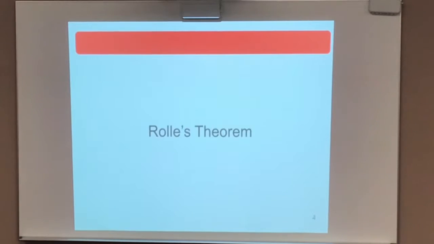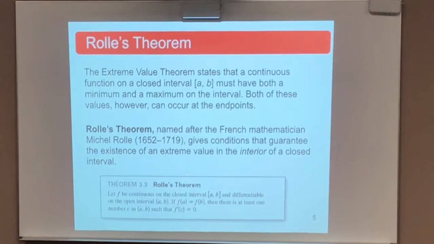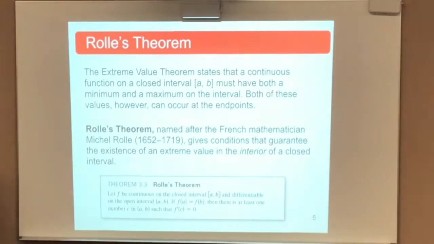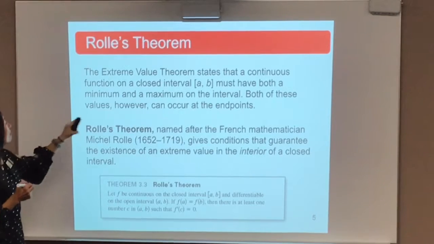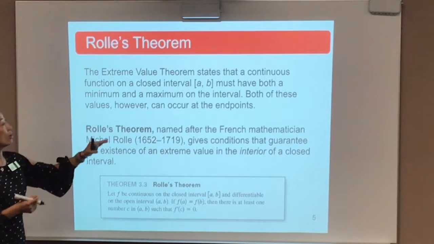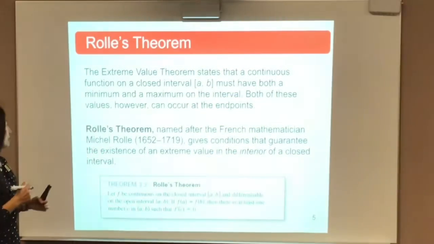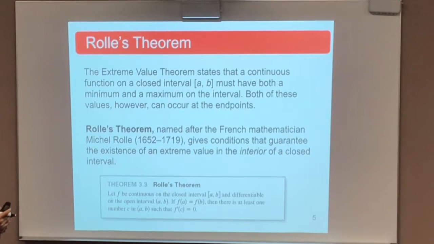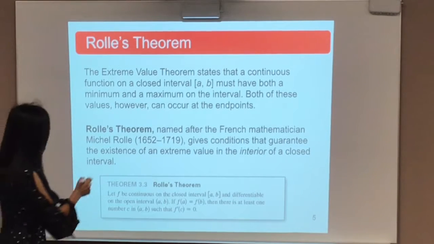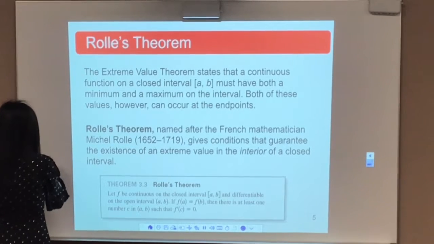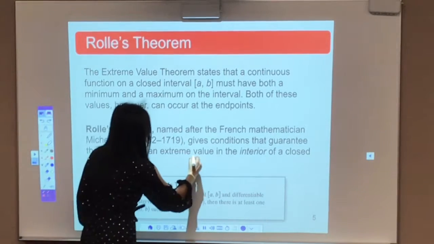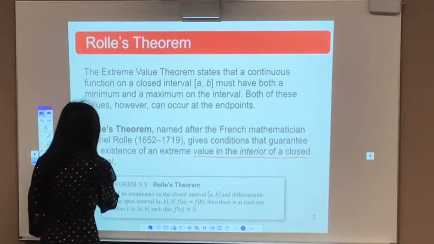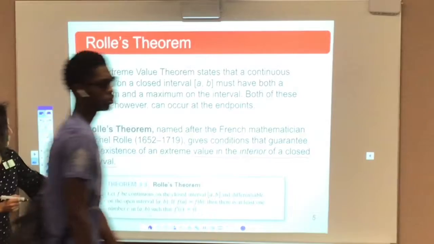That's 3.2. Rolle's theorem. The extreme value theorem states that a continuous function on a closed interval must have both a minimum and maximum on the interval. Both of these values, however, can occur at the endpoints. We know that. We saw that yesterday. So Rolle's theorem, named after French mathematician Michel Rolle, gives conditions that guarantee the existence of an extreme value in the interior of a closed interval. So this is Rolle's theorem.